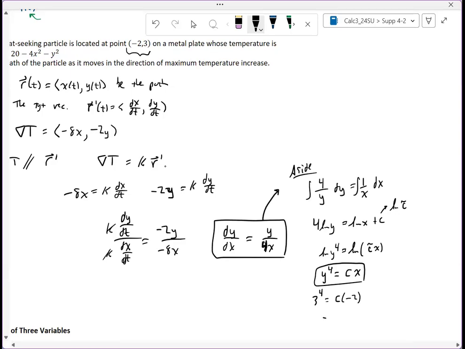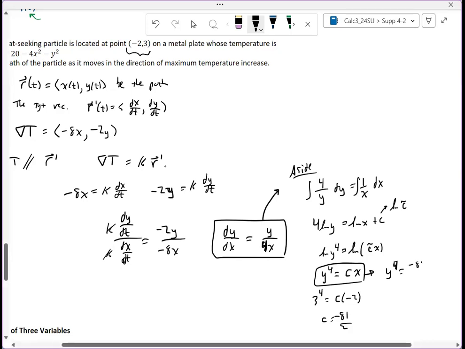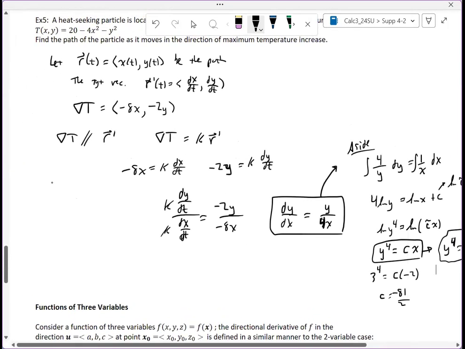And then this gives me c equals negative 81 over 2. So I end up with y to the fourth equals negative 81 over 2 times x. Let's look at a little schematic of what this kind of looks like here. Here's x and y, and my level curves look something like this.